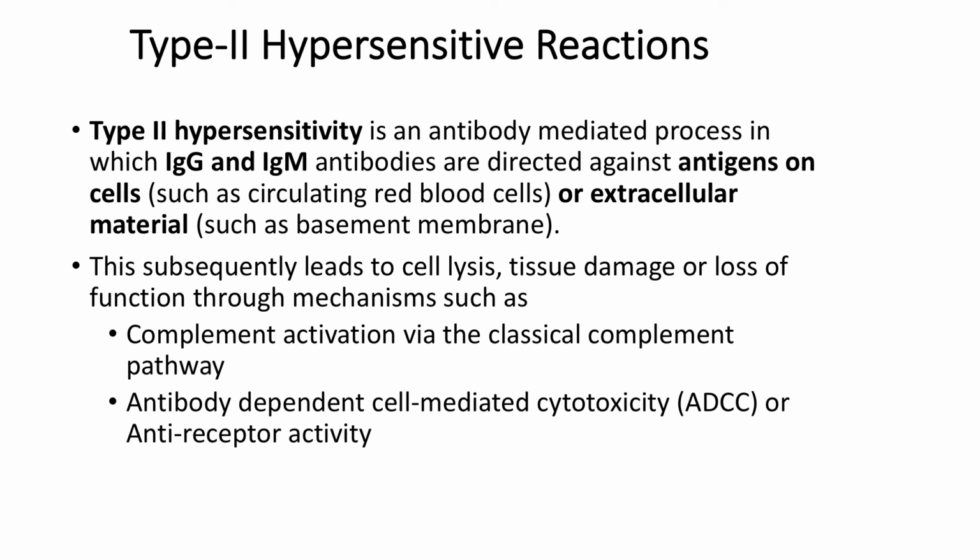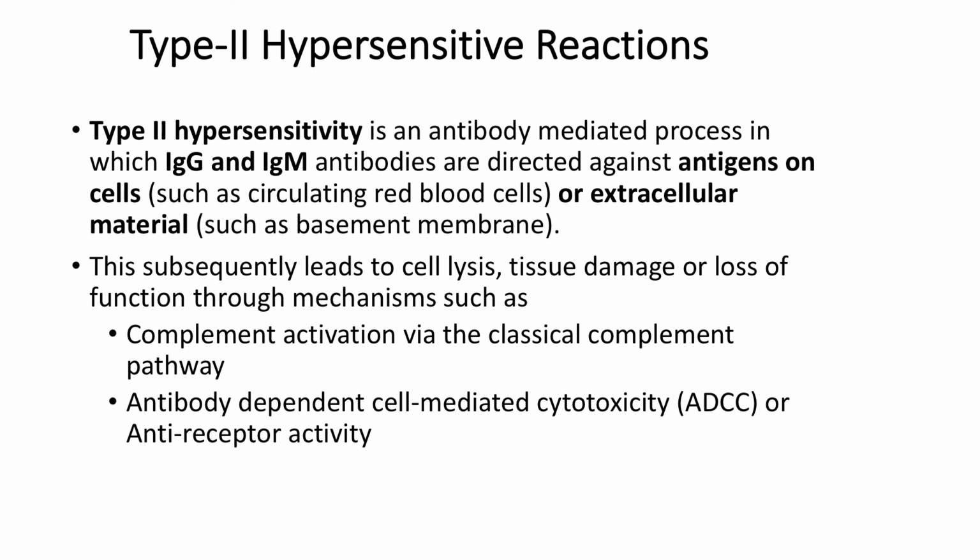In case of type 2 hypersensitive reaction, an antibody mediated process where IgG, IgM antibodies are directed against antigens on cells, such as circulating red blood cells. Here I will show you with an example that if a transfusion happens with wrong blood type, then how it leads to type 2 hypersensitive reaction. Okay. It could also happen with extracellular material such as basement membrane.